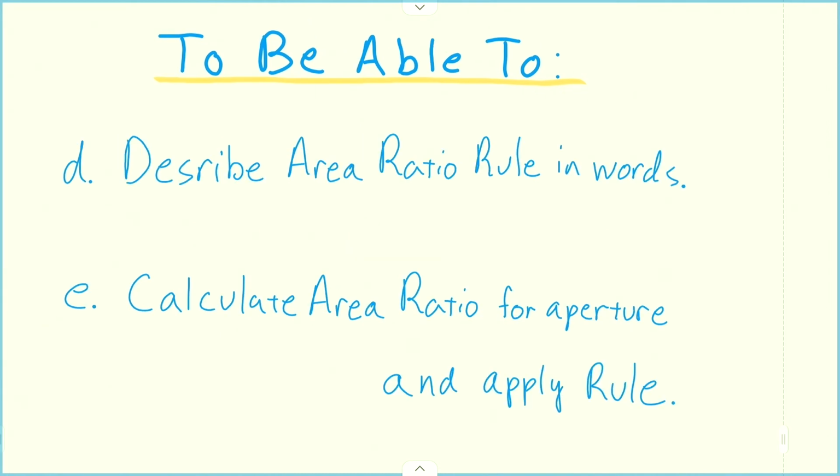When you complete section 3, you should be able to describe the area ratio rule in words. For example, a good description might be this divided by that. Then you'll want to calculate the area ratio for a rectangular stencil aperture and apply the rule.